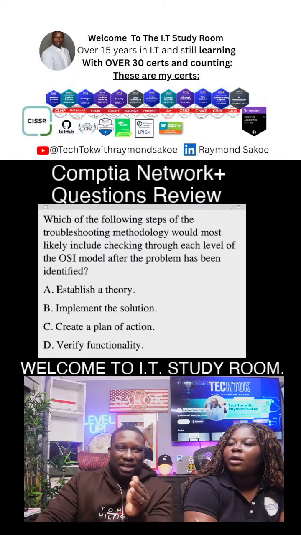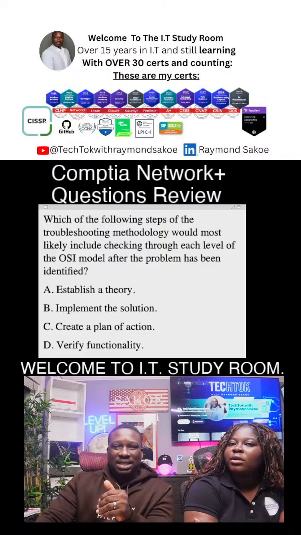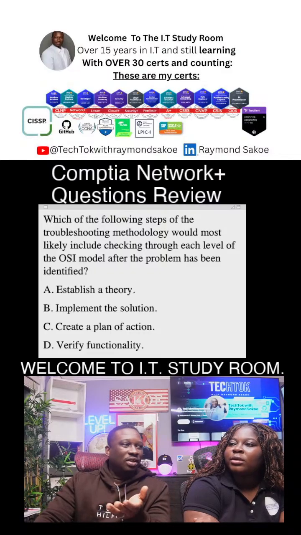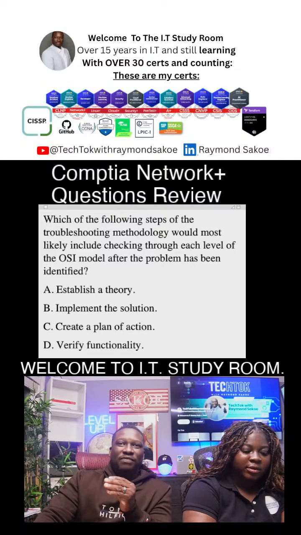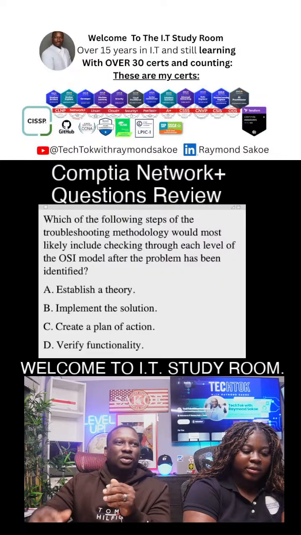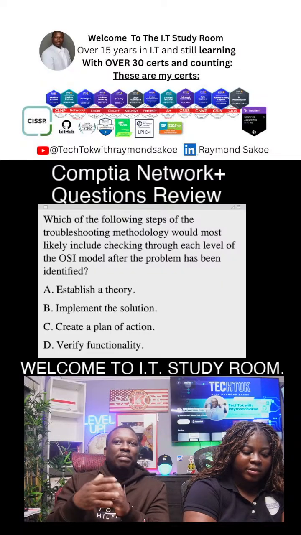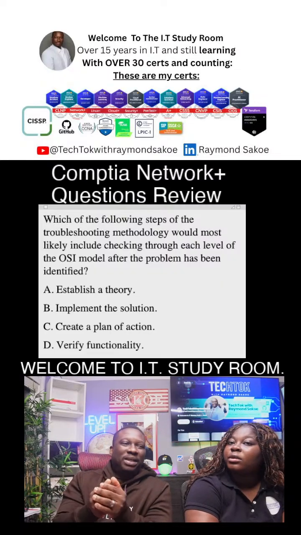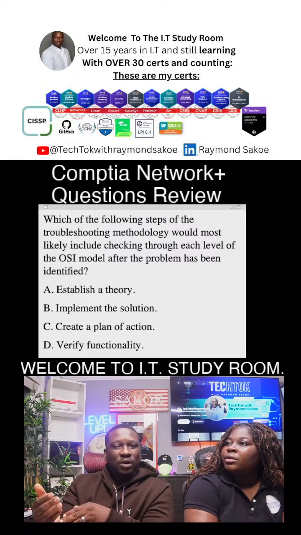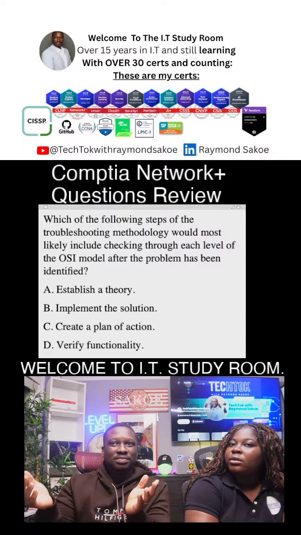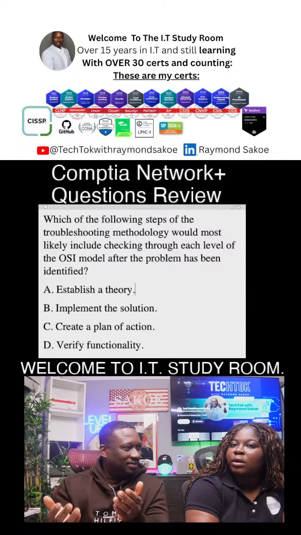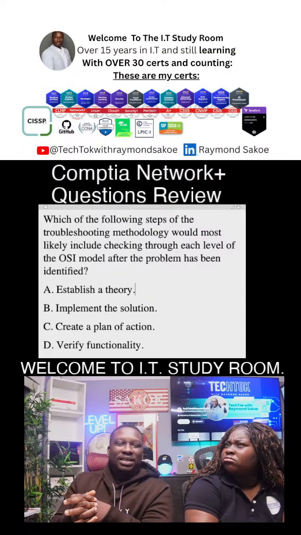So if you start from the beginning, layer 1, and you realize that the computer is not even plugged in, that would be the issue, right? But if the computer is plugged in, you move on to the next layer, all the way to what? Layer 7, which is the application, right? Which application is this user using to browse the internet? Maybe they are using Microsoft Word to browse the internet, right?